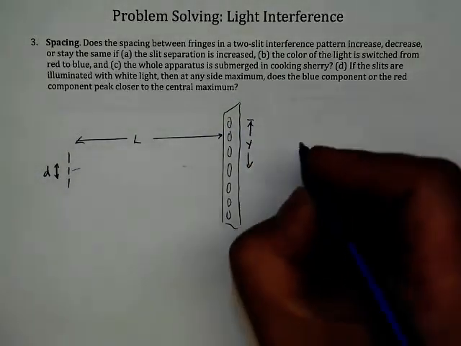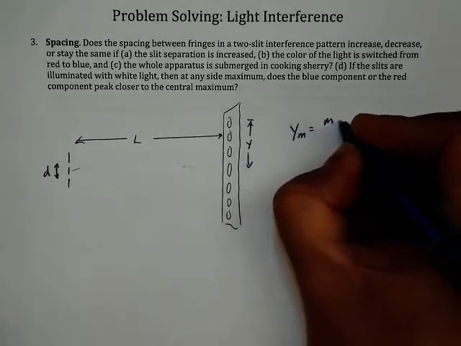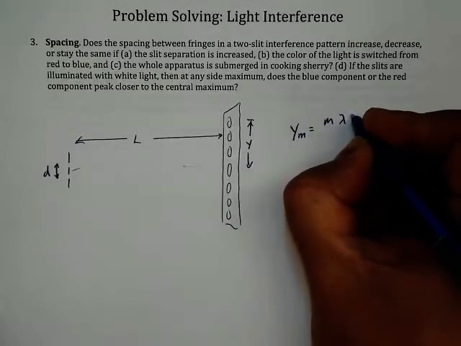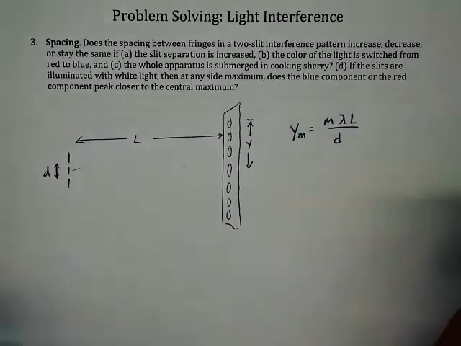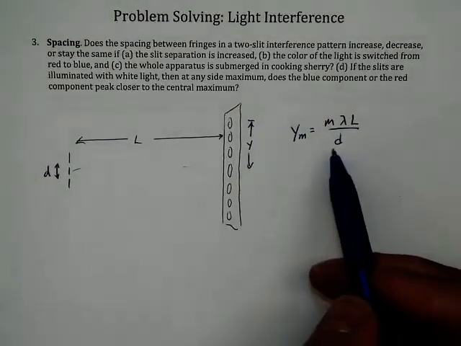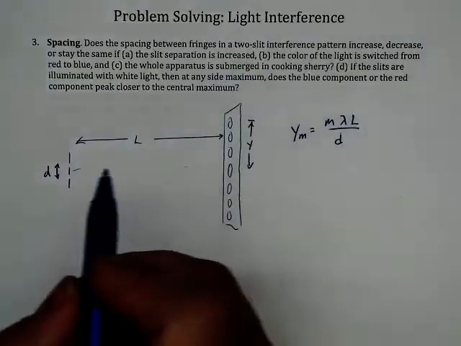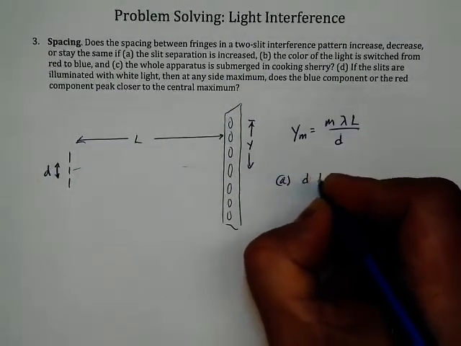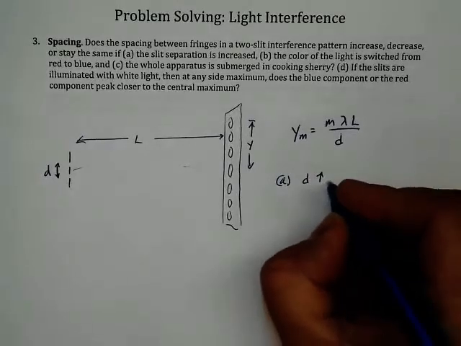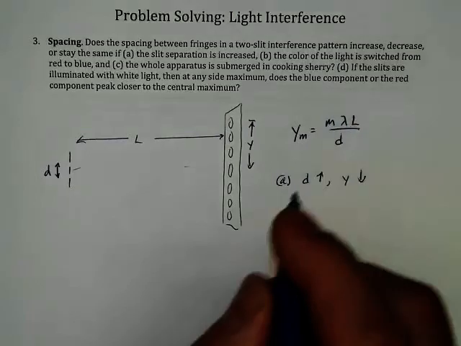But if the angles are relatively small, again, we've shown elsewhere, we can combine equations and find a relationship that predicts the fringe spacing based on all the other factors. And it looks like this. So let's use that to actually run through these things. If the slit separation is increased, well, if the slit separation is increased, then D is increased, which leads to Y being decreased. They are inversely proportional to one another.